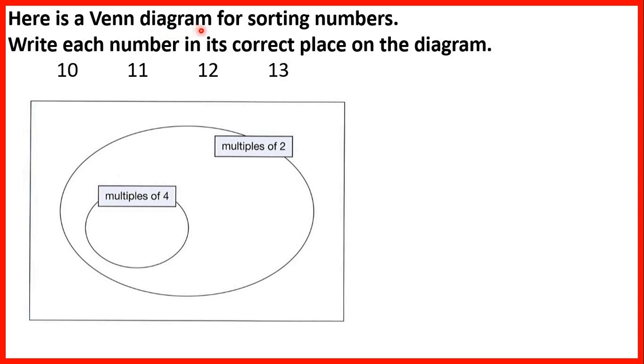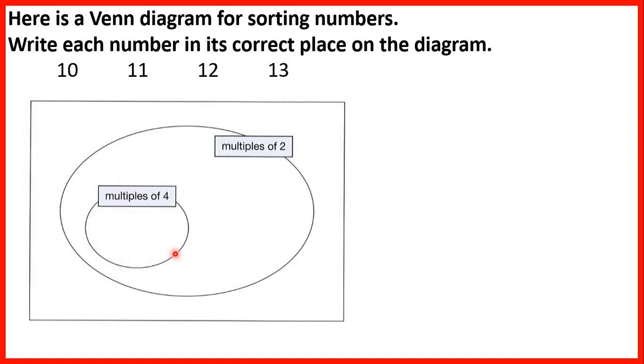Here is a Venn diagram for sorting numbers. Write each number in its correct place on the diagram. So we need to place the numbers 10, 11, 12 and 13. If we look at our diagram, we can see that we have a large oval for multiples of 2, and then inside of that we have a smaller oval for multiples of 4.